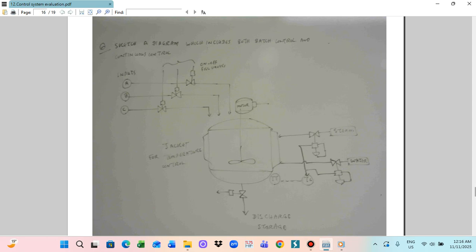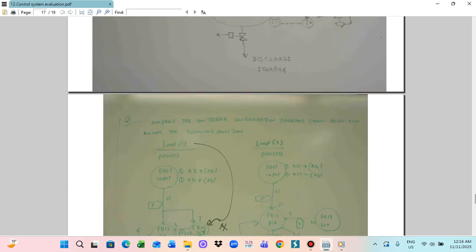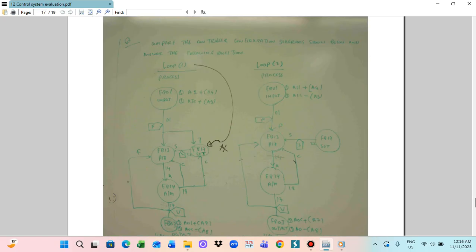Sometimes batch control and continuous control also need to be combined. So I will give you another diagram for the batch plus continuous control, for both continuous control and batch control. So this is in a continuous manner. So this is the batch and continuous control system.